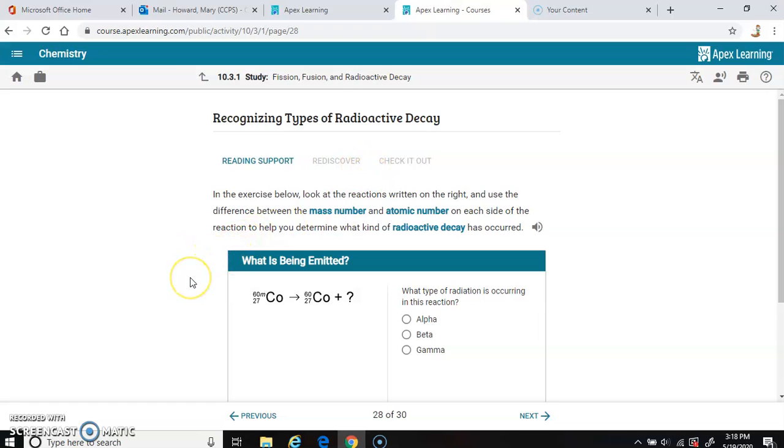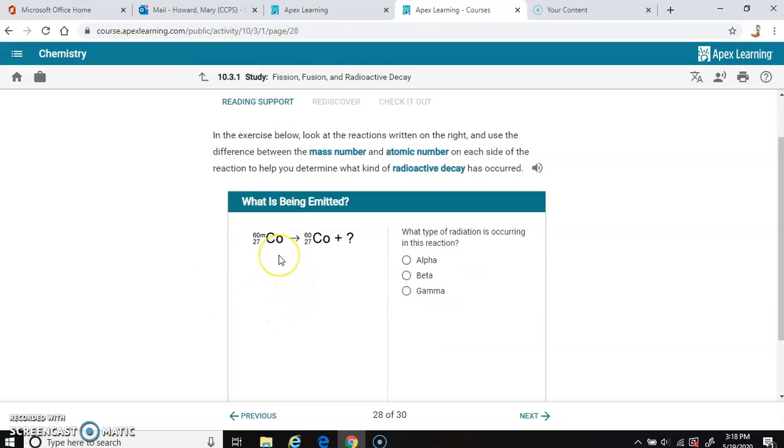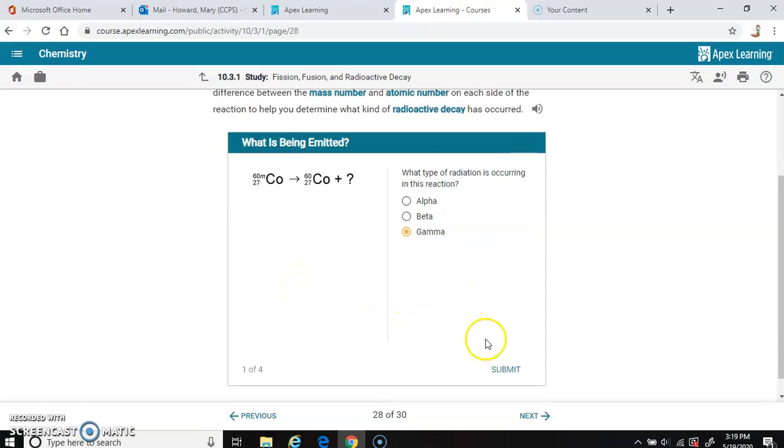This lists out the different types of radiation, and you have to try to figure out which one it is just by looking at the equation. Now, the first one here, we gotta notice the numbers. Focus on the numbers, and that'll tell you which type it is. Okay, so stays the same. Which is the only one that doesn't change the element? It's gamma. The numbers stay the same. It's still the same element.